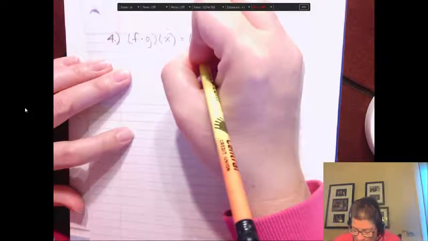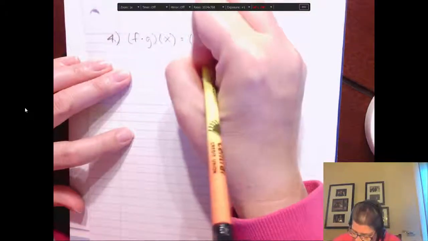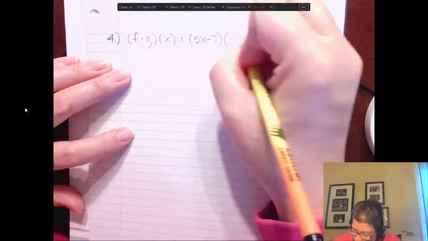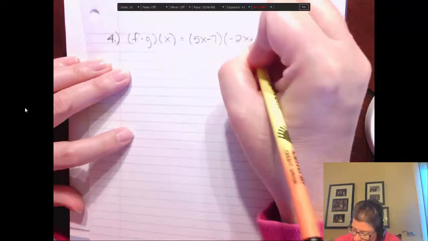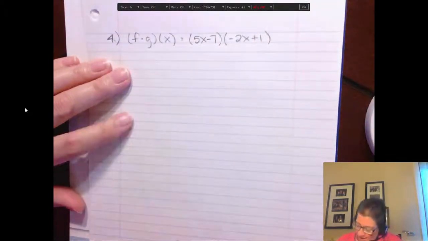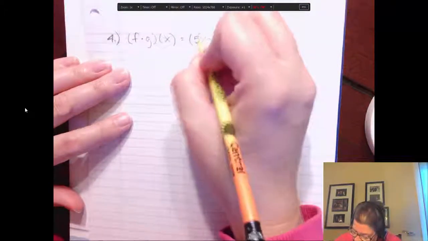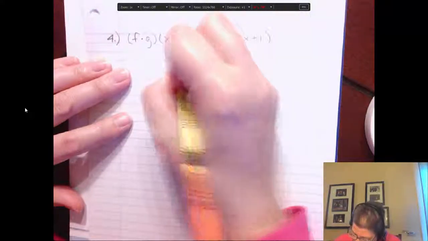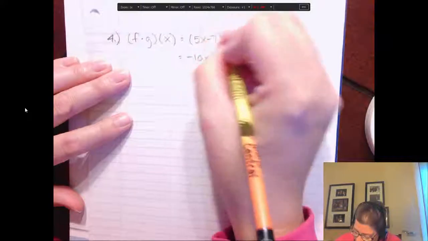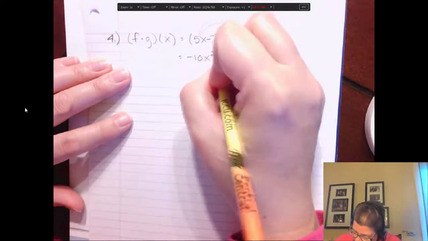It's asking to take f of x, which is 5x minus 7, and to times it by g, which is negative 2x plus 1. So I'm going to times those. So it's just a FOIL problem going back to multiplication. So 5x times negative 2x is going to give us negative 10x squared. 5x times 1 is going to give us a positive 5x.